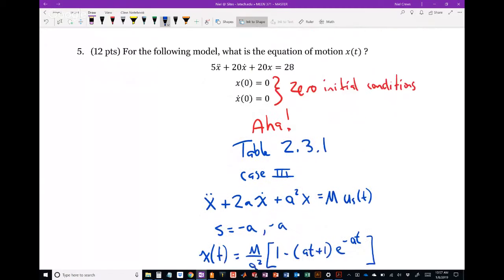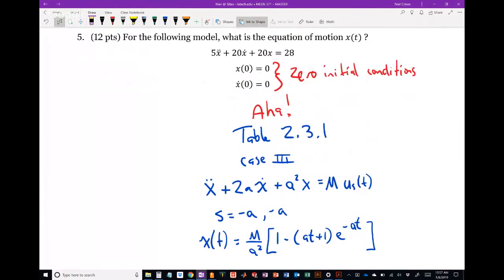So let's ask ourselves, can we put this equation in this form? Well, we've got to have a 1 out here, so we'll go ahead and divide through like we did last time. X double prime plus 4 x dot plus 4x equals 5.6.